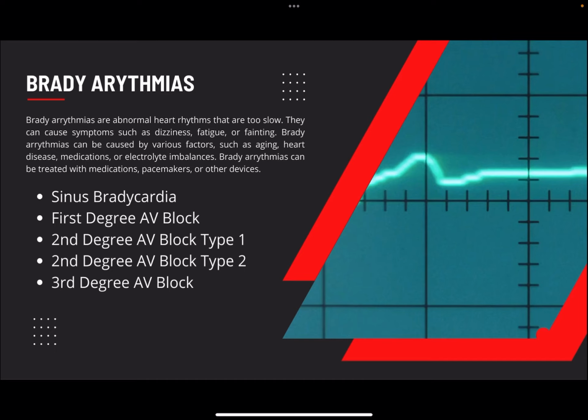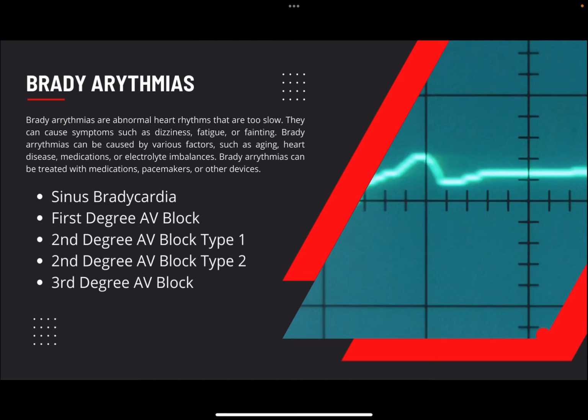This is the bradyarrhythmias. These are abnormal heart rhythms that are too slow. This can cause symptoms such as dizziness, fatigue, or fainting. This can be caused by various factors such as aging, heart disease, medication, or even electrolyte imbalances. So bradyarrhythmias can be treated with medications, pacemakers, or other devices.